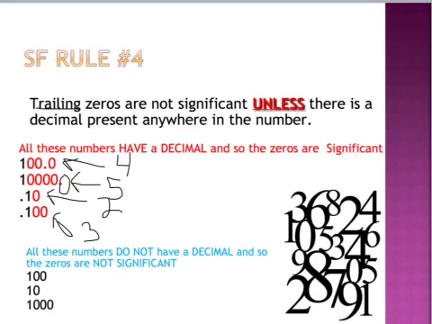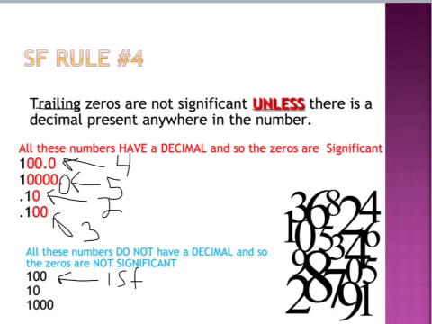Now, how about if there's not a decimal present? Well, that's the second set seen here after the blue part. It says all of these numbers do not have a decimal. And so the zeros are not significant. You see that 100? No decimal. Zeros are not significant. So there's 1 sig fig in that number.